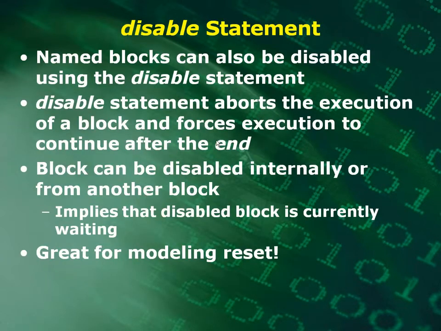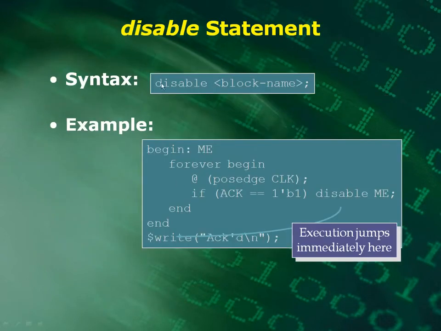You can also disable named blocks by using the disable statement. The disable statement aborts the execution of a block and forces execution to continue after the end of our begin end. And a block can be disabled internally or from another block. That implies that the currently disabled block is waiting. So it's one way that you can model reset. There's other uses for it too we're going to look at. Here's the syntax: disable and then the block name.